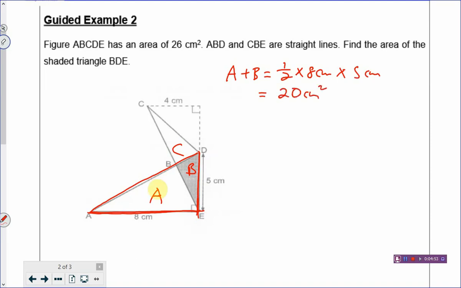Okay, or in my lessons on triangles, you learn how to cancel. You divide by 2, and 8 divided by 2, you get 4. So you have 4 times 5, 20 cm square. Okay, so A plus B is 20 cm square.